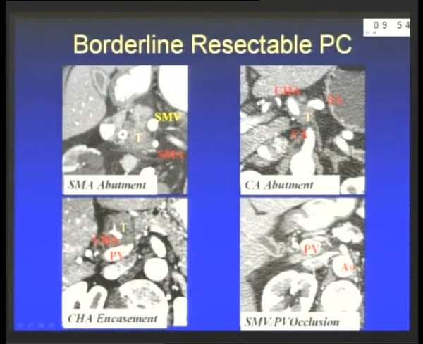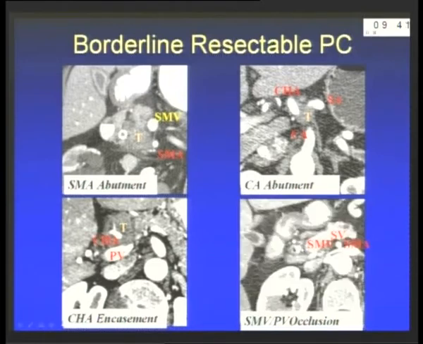Now, if we look at a case of SMV or portal vein occlusion, what I'm going to show you are a series of images from this patient's scan. You see outlined here the portal vein high up above the level of the pancreas, and as we scroll down, you see the confluence of the splenic vein and the superior mesenteric vein. The artery is not a problem, it's outlined here.